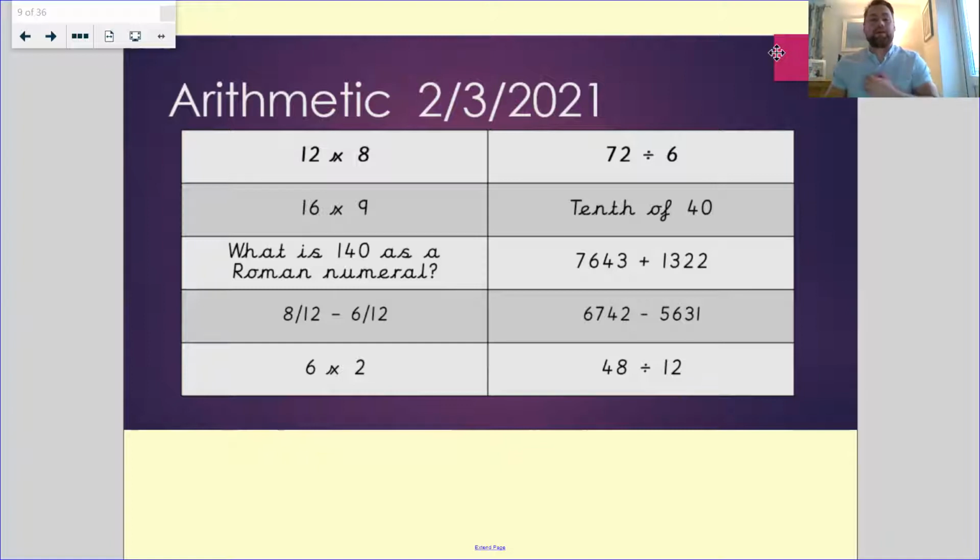Hi guys, welcome back. Let's go through the answers. 12 times 8 gives us 96. So well done if you got that one correct. 16 times 9: 10 times 16 is 160, and then take away another 16 gives us 144.